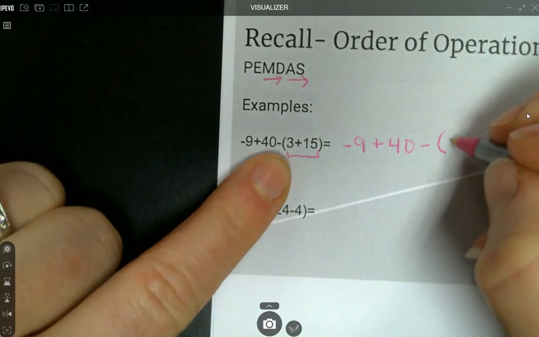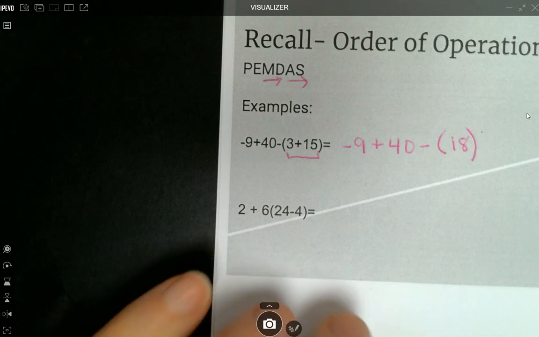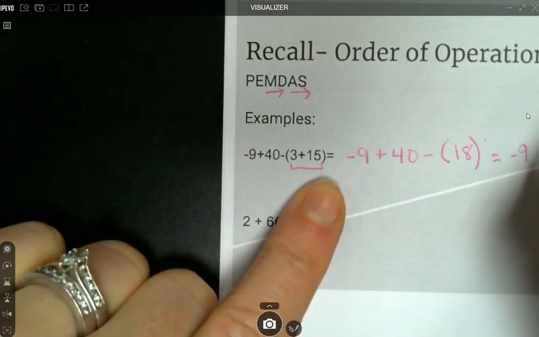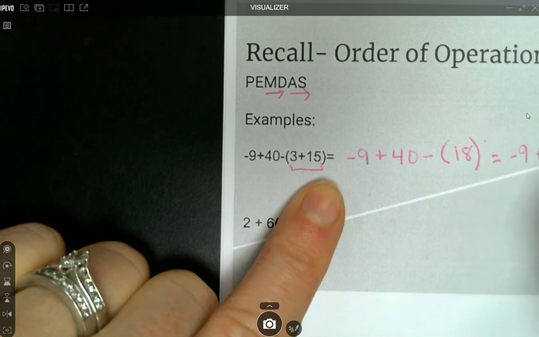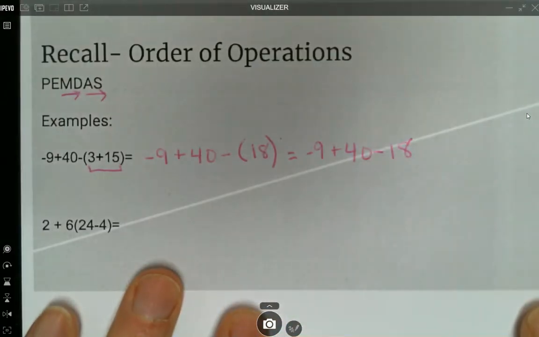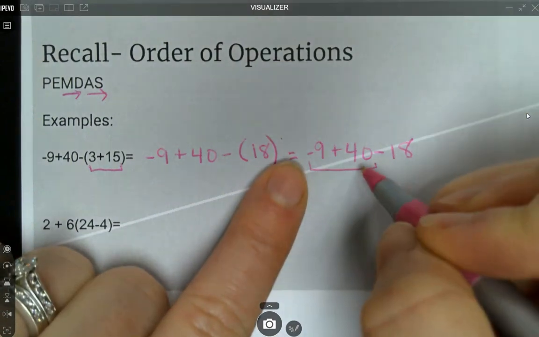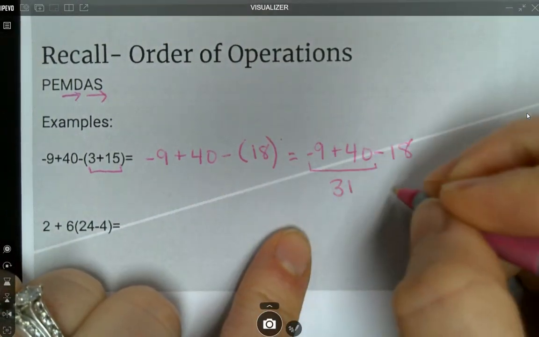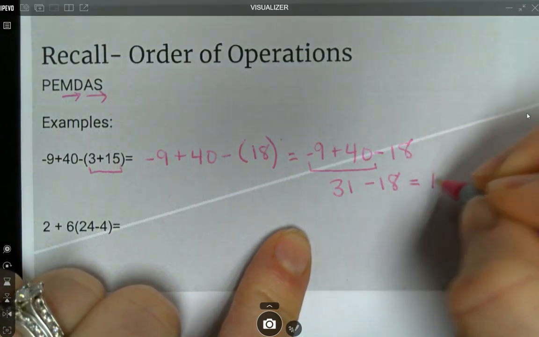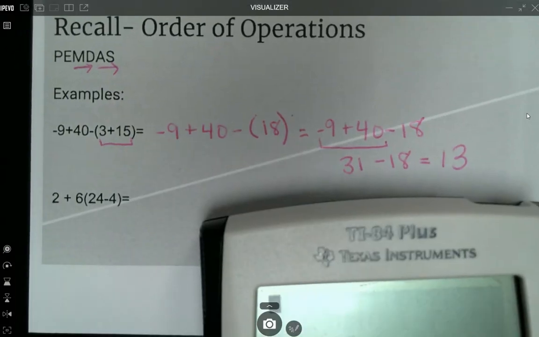3 plus 15 is 18. Okay. So now that parentheses, we don't even need it anymore. So we can rewrite it without it. Now we just have an add and subtract problem. So we're going to go from left to right. So we'll start here. Negative 9 plus 40 is 31. Minus 18 is 13. And you can use a calculator to do this as well.